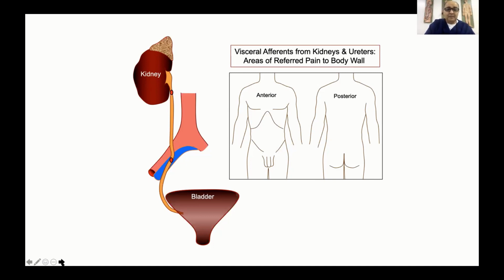So now this referred pain, just stay connected. The pain of ureteric colic. When the stone has entered the ureter, and now it causes pain, why do we have pain when we have a stone in the ureter? Any idea? Would you like to share with me why someone experiences pain when there is a stone in the kidney? Can you write?